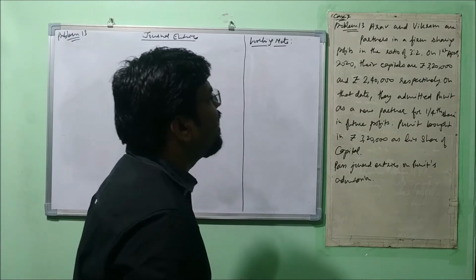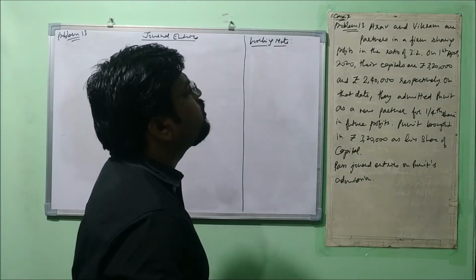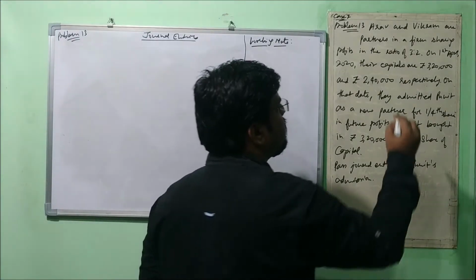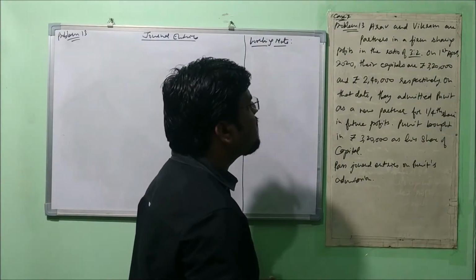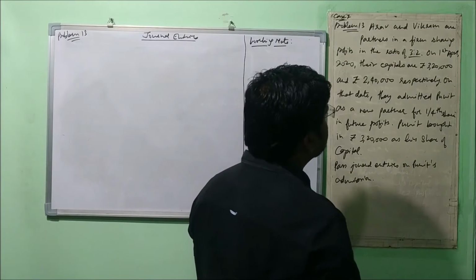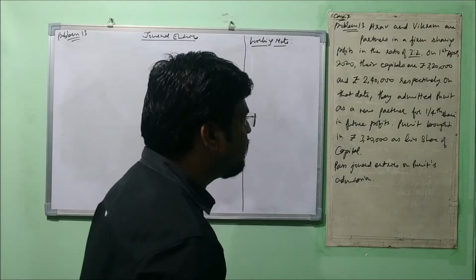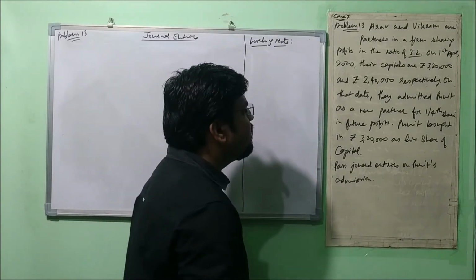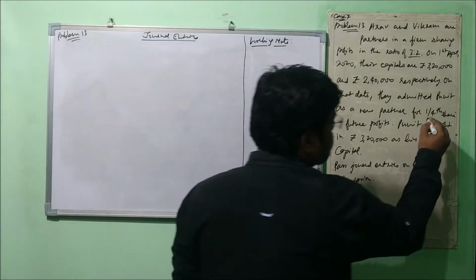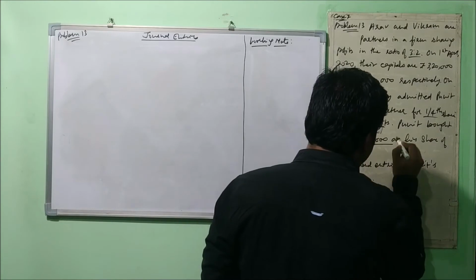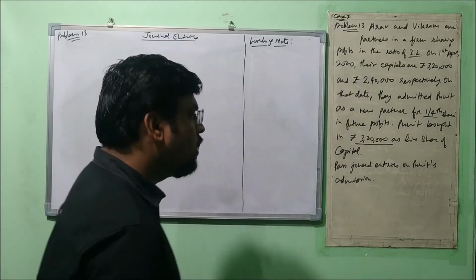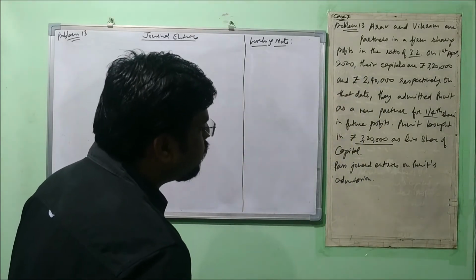Arav and Vikram are partners in a firm sharing profits in the ratio of 3:2. That is their old ratio. On 1st April 2020, their capitals are rupees 3,20,000 and rupees 2,40,000 respectively. On that date, they admitted Puneet as a new partner for 1/4 share in future profits. Puneet brought in rupees 3,20,000 as his share of capital. Pass journal entries on Puneet's admission.